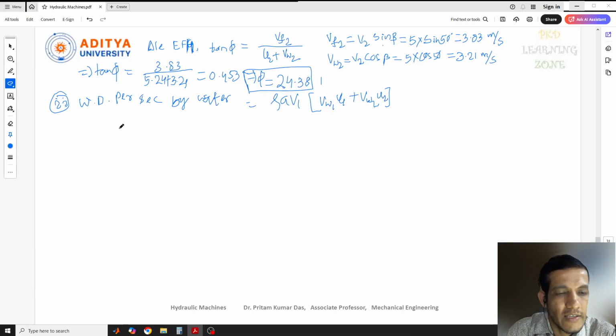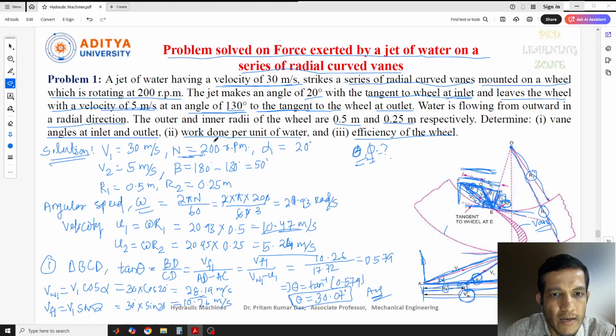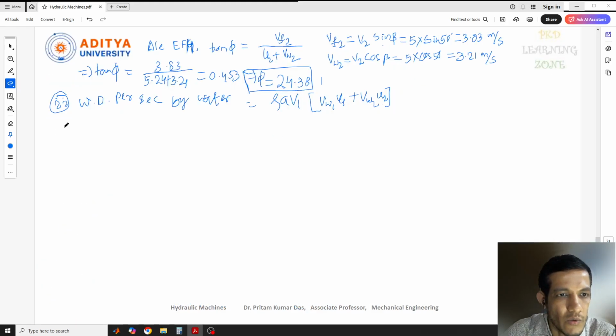But here the question is given, if you see, work done per unit water. Okay, per unit weight of water actually. So work done per unit water also we can calculate, or work done per unit weight, what is given in the question, that also we can calculate. So work done per second this is, and if the question is given in this way, work done per unit weight striking per second.